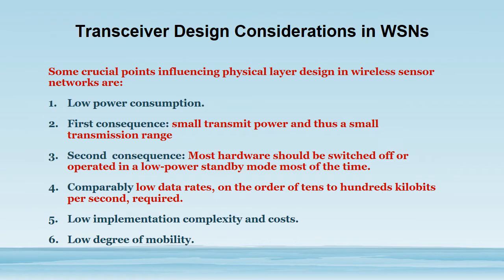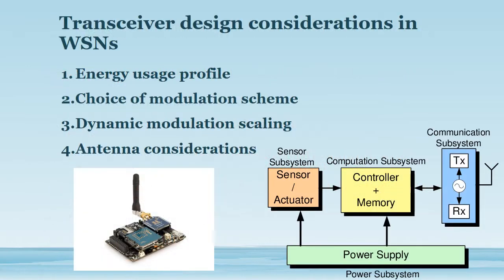Next we are going to discuss four major design considerations in wireless sensor network. The four scenarios are: first, energy usage profile; second, choice of modulation; third, dynamic modulation scaling; and fourth, antenna consideration. There are two pictures in this slide. The first picture shows the real wireless sensor node, and the second is the architecture of the wireless sensor node.